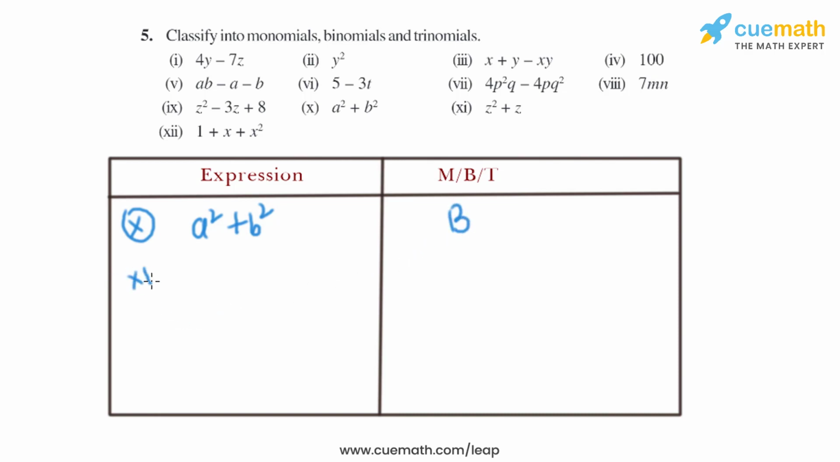Now let's move on to the 11th part. So the terms that are given are z square plus z. So as we can see that there are two terms again in this, z square and z. So that is basically a binomial. Now let's move on to the last part, that is 12th. Now the expression that is given in the 12th part is 1 plus x plus x square. As we can see that there are three different terms in it, 1, x and x square. So that is basically a trinomial.